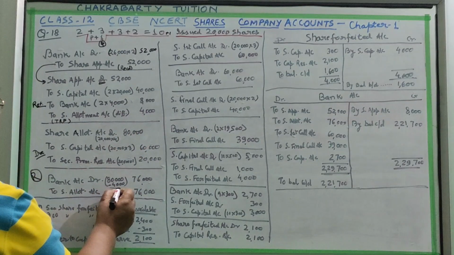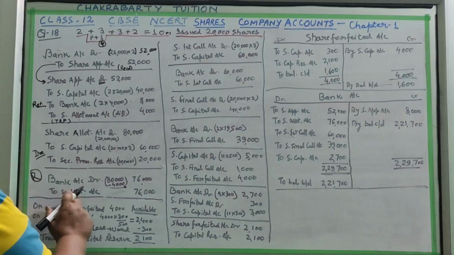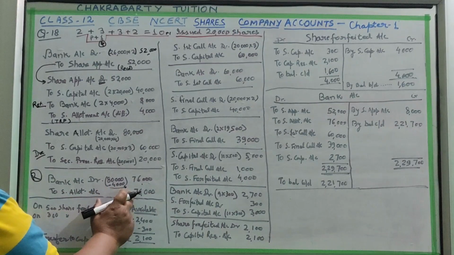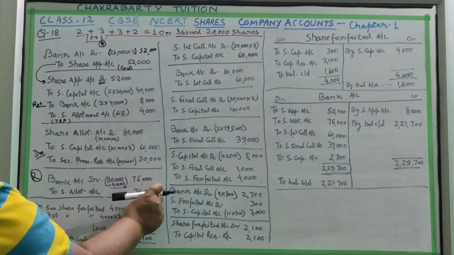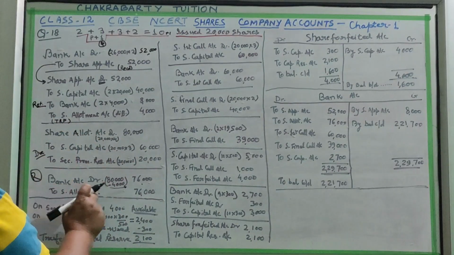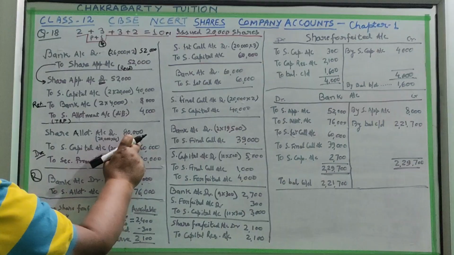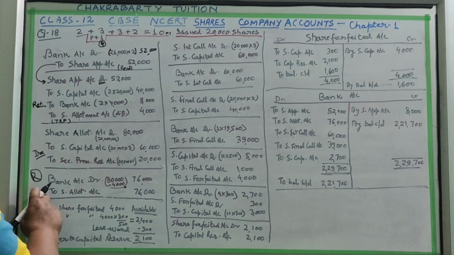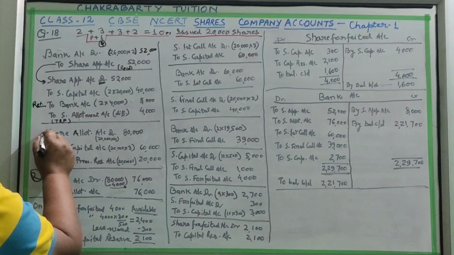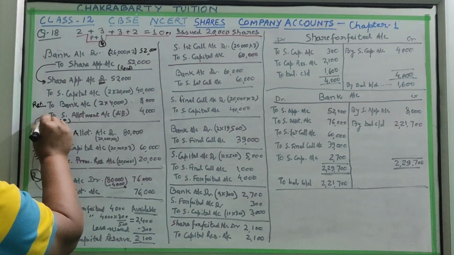So how much will you receive? You will receive only 76,000. So bank account debit to share allotment account 76,000. This 76,000 and this 4,000 all together will make the share allotment account credit by 80,000. Here you have debited share allotment 80,000, so this and this will square out. Up to here, this entry and this entry will square out.